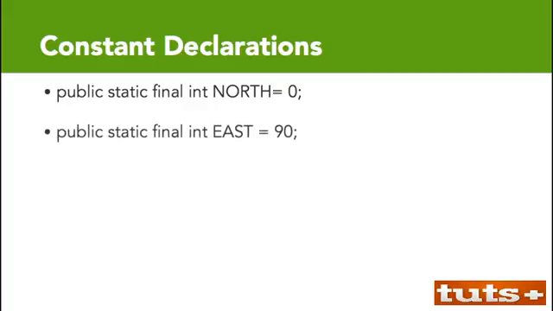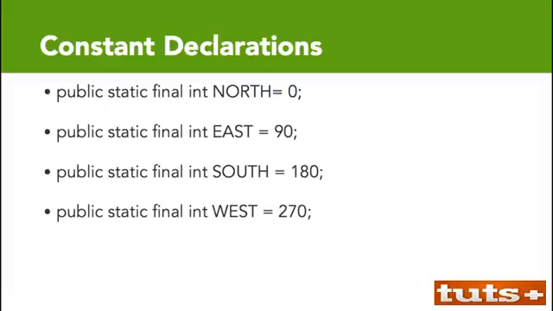All constant values defined in an interface are implicitly public, static, and final. An example of these types of variables might be direction values. Public, static, final, and NORTH is equal to 0. We have EAST equal to 90, SOUTH equal to 180, and WEST equal to 270.